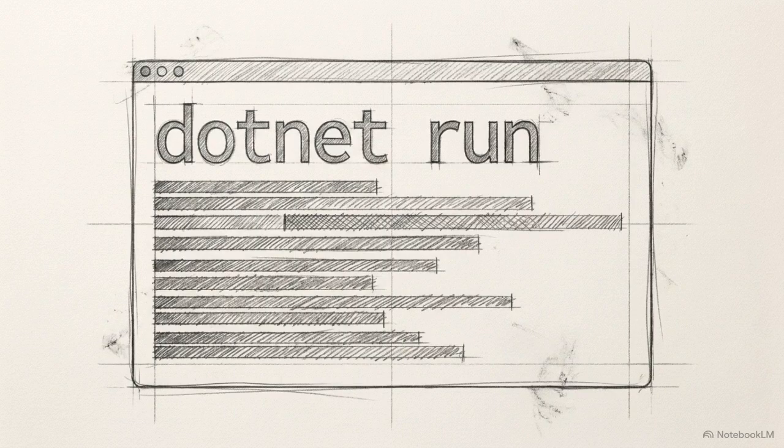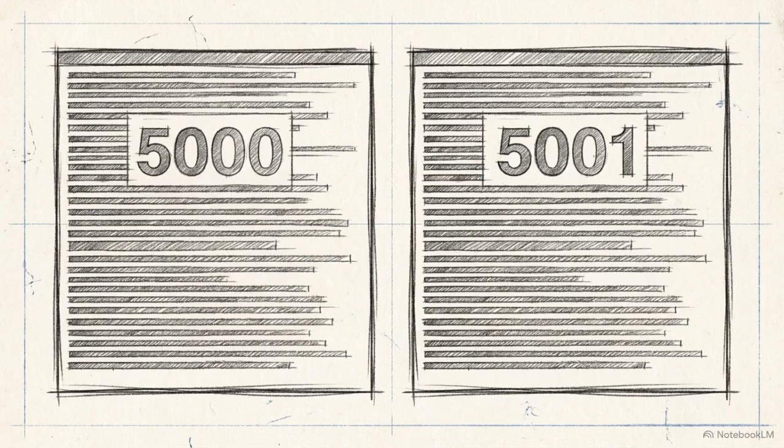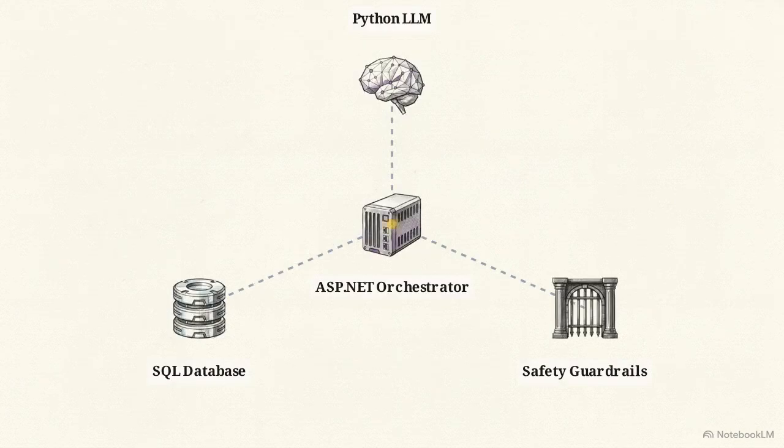Now, execute the C# project. Ensure it boots on an explicitly defined separate port to avoid colliding with the Python service. This illustrates the core ASP.NET while loop. The central API pulls the Python LLM for the next step, verifies the action against safety guardrails, and writes the update to the SQL database.